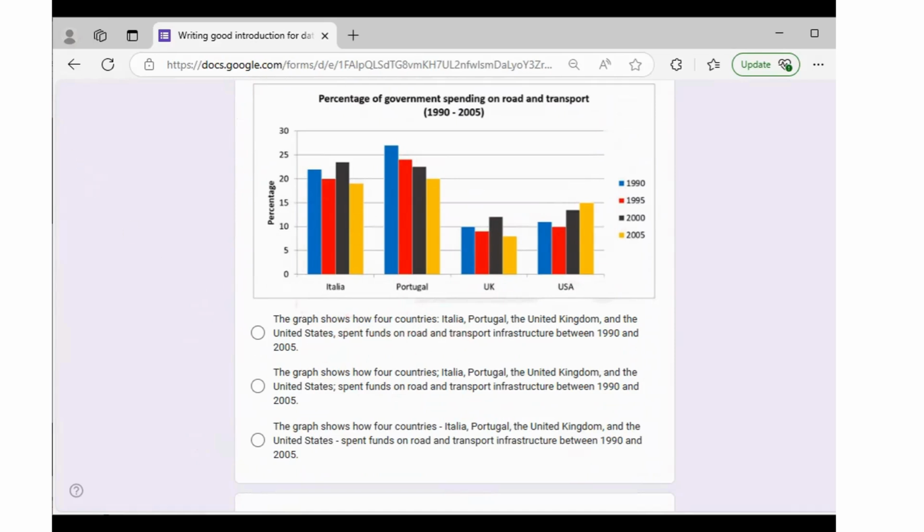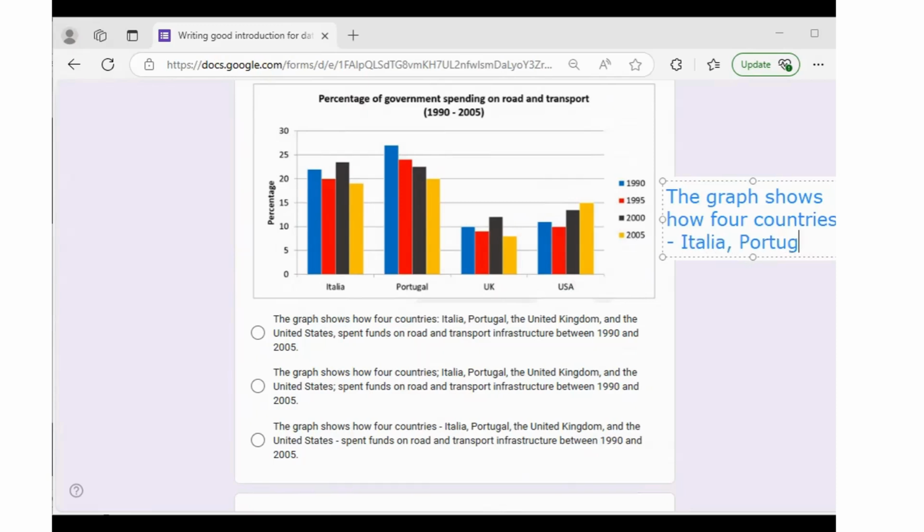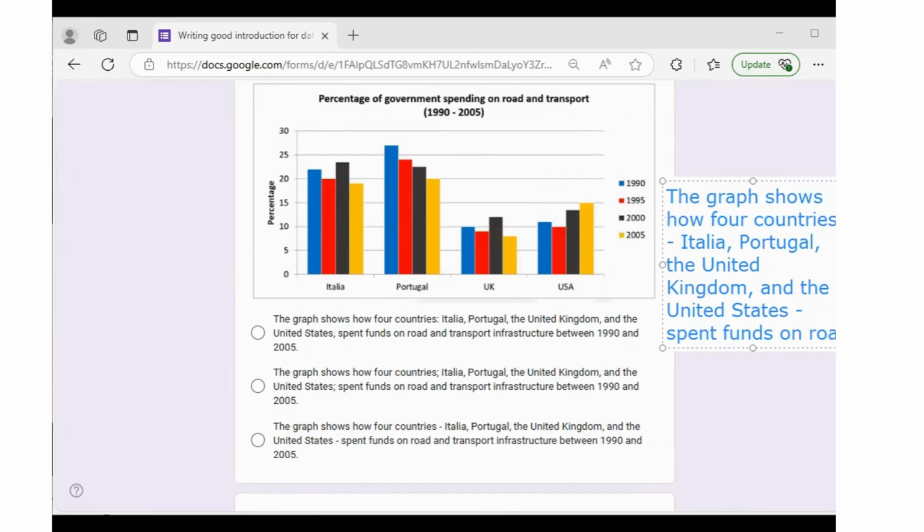Okay, let me type it out for you so that you get what I'm trying to say. This is what it should look like. The graph shows how 4 countries, dash, Italia, Portugal, the United Kingdom, and the United States, then put another dash, spent funds on road and transport infrastructure between 1990 and 2005. This is how it should look if you want to do a one sentence introduction.